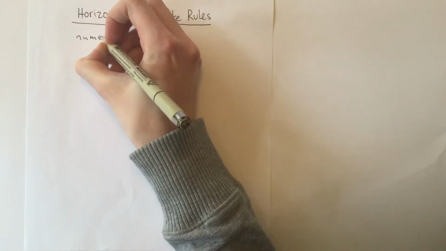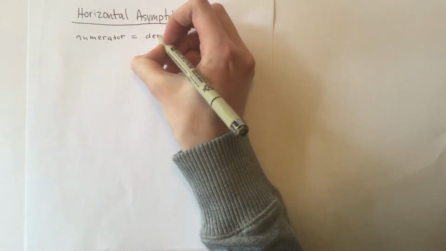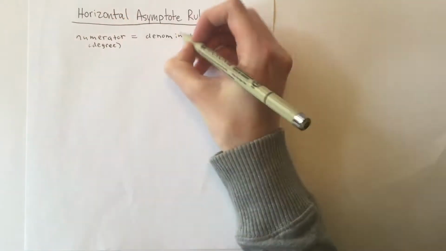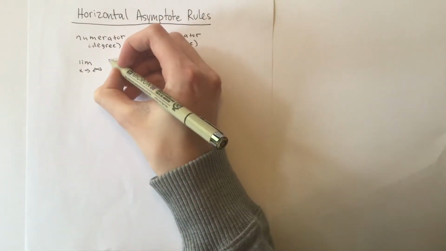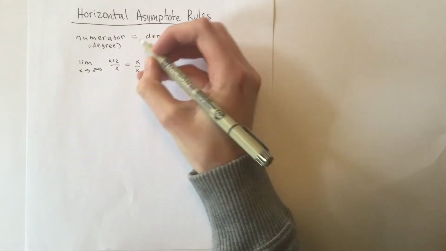The first rule is what, Beth? The numerator equals the denominator. We are talking about the degree. Just do the numerator over the denominator and simplify. Take the coefficient of that, which is your answer.